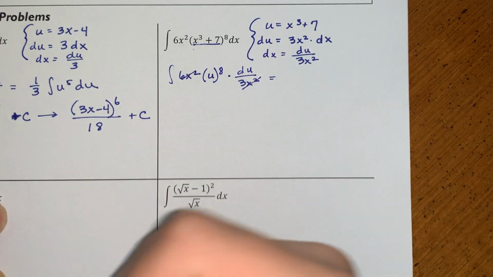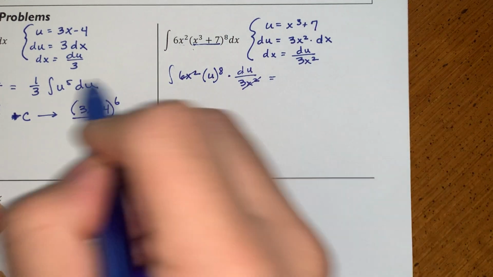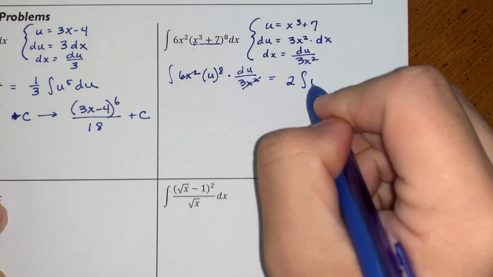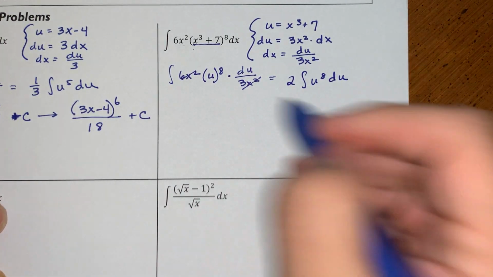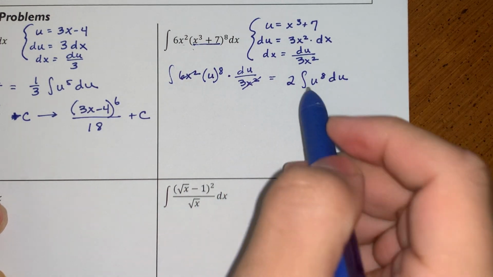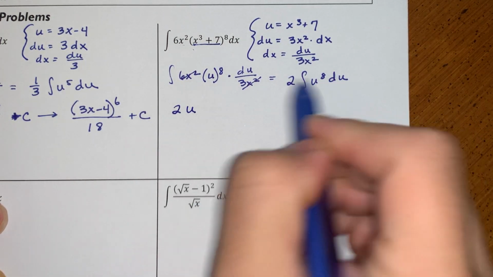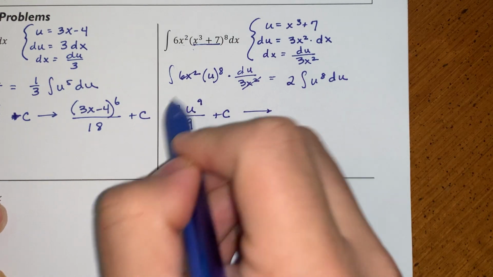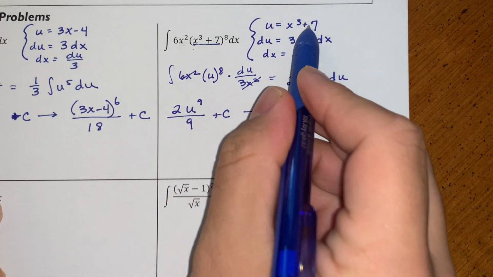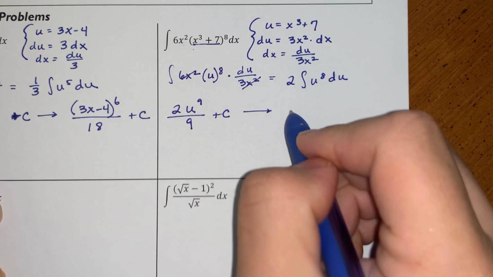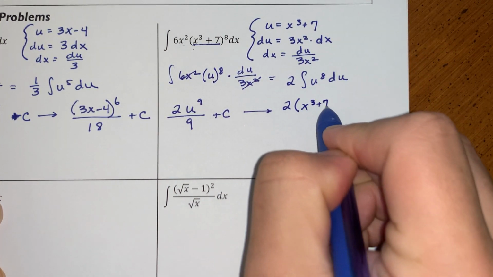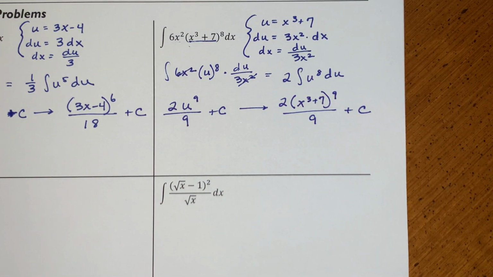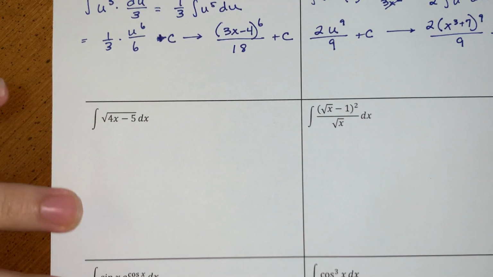So anyways, now that we canceled out our x squareds, I have 6. Now I always like to take out my constant. So I have 6 divided by 3, which is going to be 2 outside of the integral. And then I have u to the 8th du, right? And now we just do our simple power rule. So this is going to be 2 times u to the 9th power, all divided by 9, plus c. Now you usually don't want to leave your answer in terms of u, so I'm going to substitute back in our x cubed plus 7. So now our final answer is 2 times x cubed plus 7 to the 9th power, divided by 9, all of that plus c. Okay. All right, let's go on to the next problem.